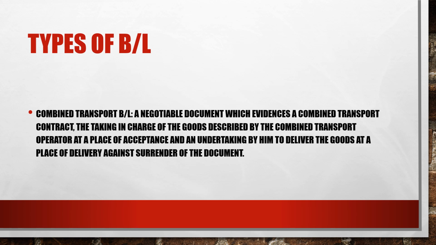This is a negotiable document which evidences a combined transport contract, the taking in charge of the goods described by the combined transport operator at a place of acceptance, and an undertaking by him to deliver the goods at a place of delivery against surrender of the document. In this case, the issuer accepts responsibility for the entire movement and acts as principal with respect to the shipper and other carriers. More than one type of carriage is generally involved.